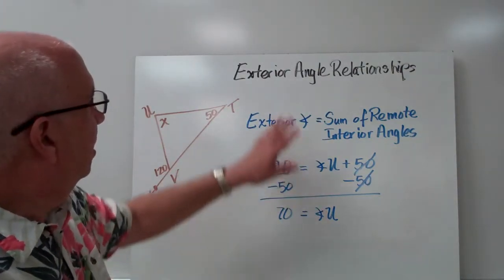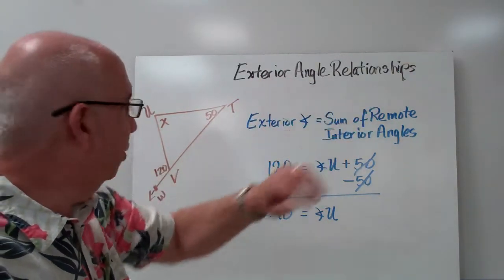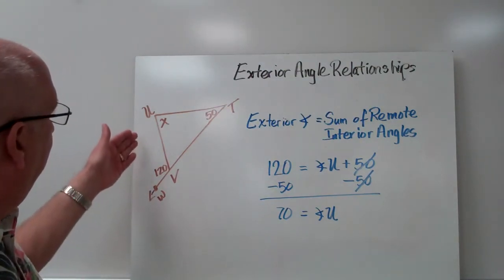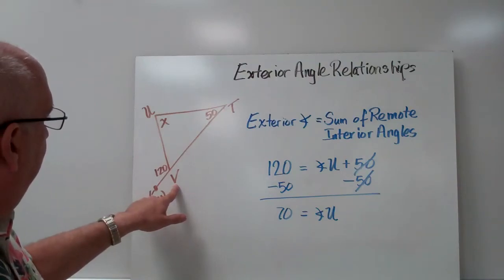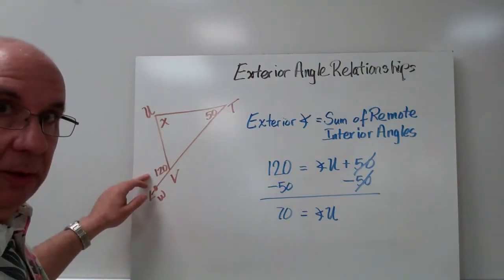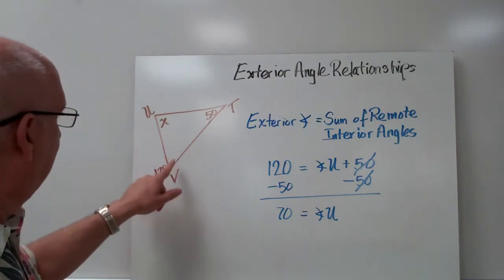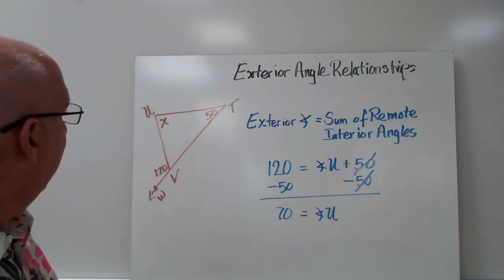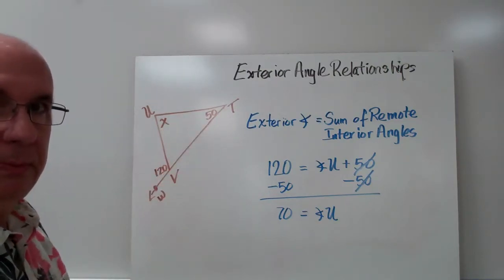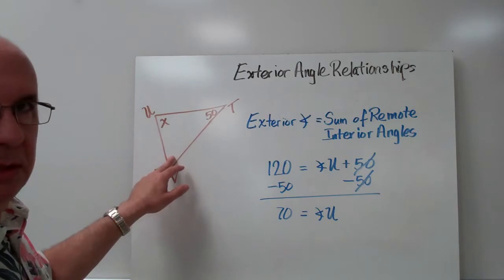Welcome. Today's lesson is about exterior angle relationships. In the first example I have for you here, I have a triangle, VUT. This is your exterior angle, which is formed by an auxiliary line extending one of the sides. These are your remote interior angles. This is the adjacent interior angle.